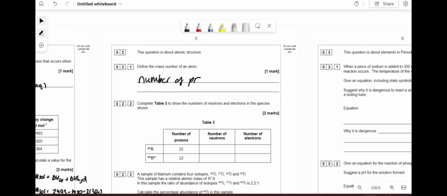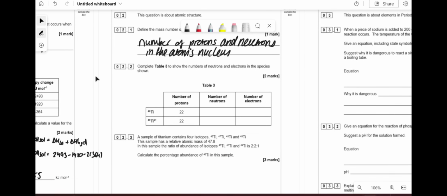Of protons and neutrons in the atom's nucleus. Complete table 3 to show the number of neutrons and electrons. So we've got 46 titanium, 49 titanium 2+, and it says the number of protons is 22, 22. The number of neutrons is something, and the number of electrons is that. Right. So to work out the number of protons, you look at the periodic table, and the proton number will tell you what it is.